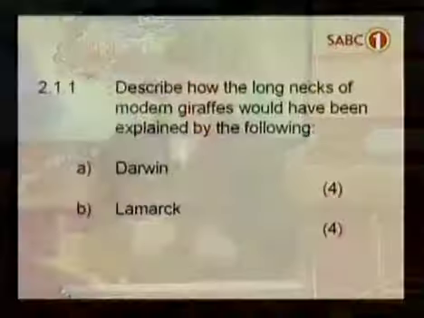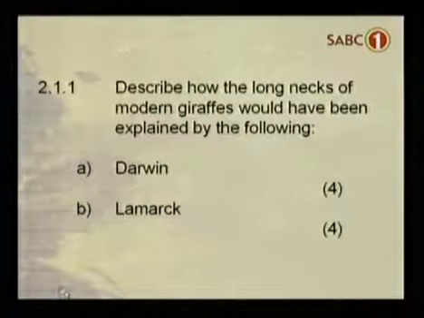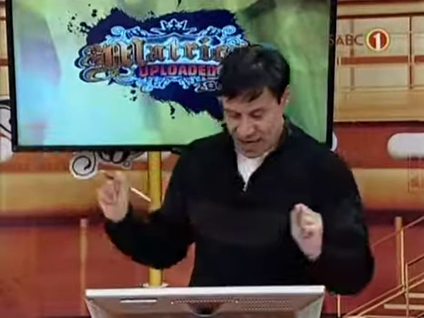So if we come to our questions, 2.1.1, it says describe how the long necks of modern giraffes would have been explained by the following: Darwin and Lamarck. I'm actually going to start with Lamarck. Lamarck would have said that as the giraffe was stretching its neck, the neck got longer. And because these giraffes were reaching for higher vegetation and their necks got longer, that caused a change in their chromosomes that got passed on to their offspring. We know that that's not the case.